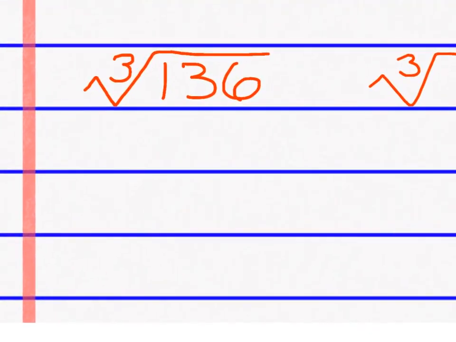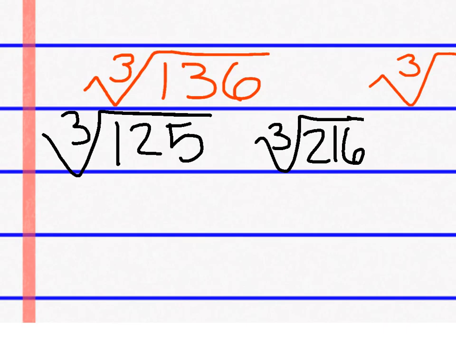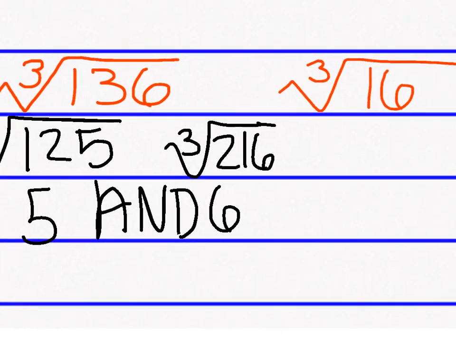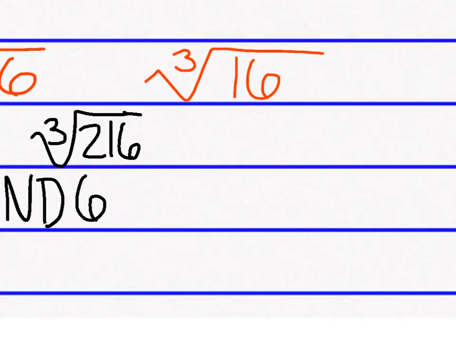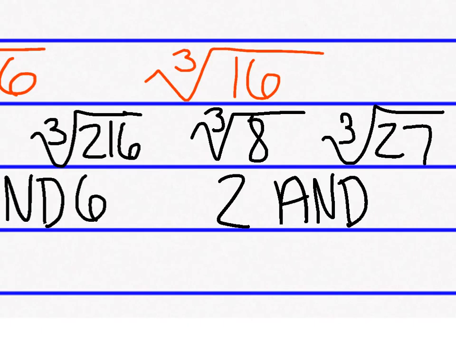Okay, cube roots. The cube root of 136 is going to be between the cube root of 125 and the cube root of 216. So our answer is 5 and 6. The cube root of 16, that's going to be between the cube root of 8 and the cube root of 27. So our answer is 2 and 3.